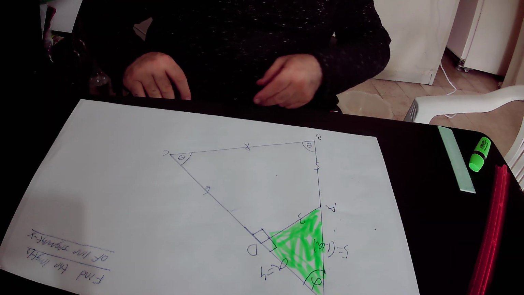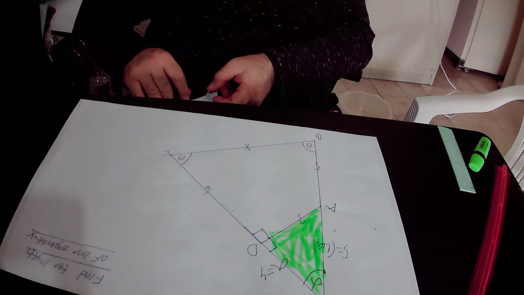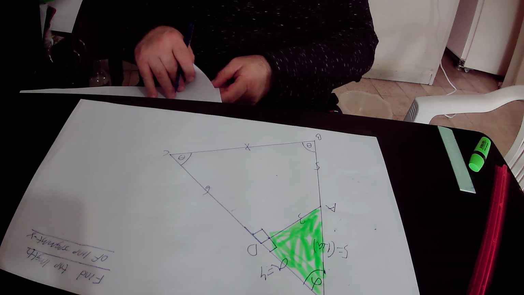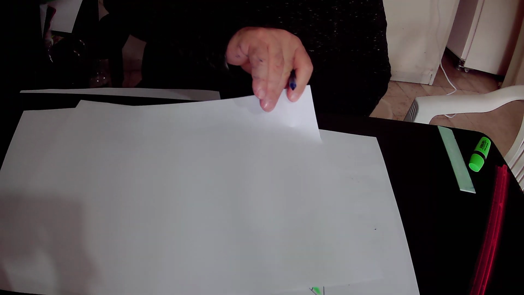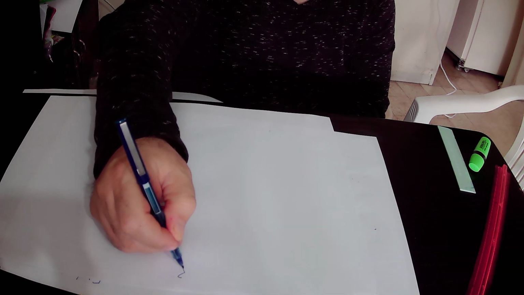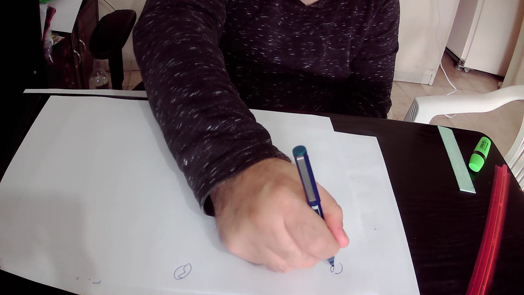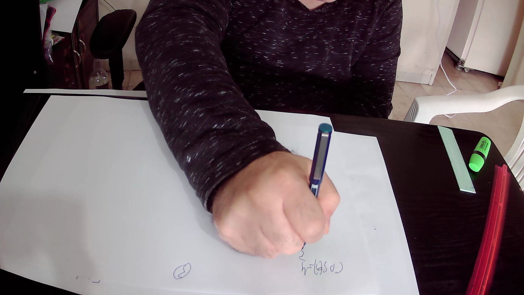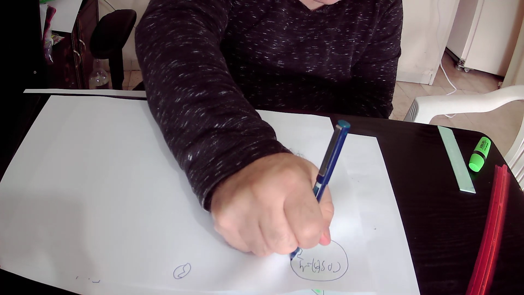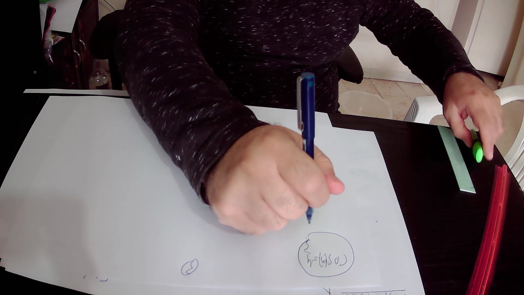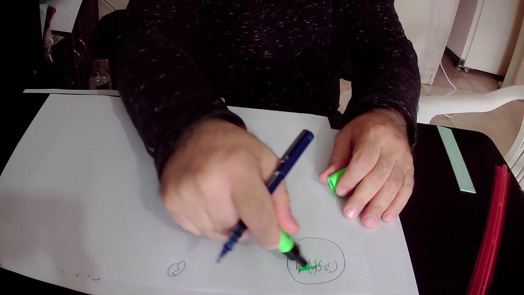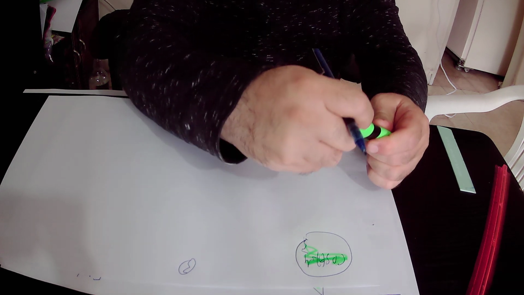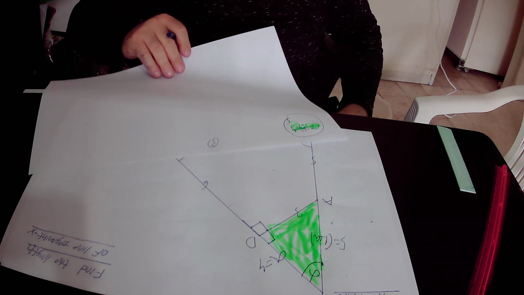So in conclusion, we found out that cosine alpha equals 4 over 5. Cosine alpha equals 4 over 5.